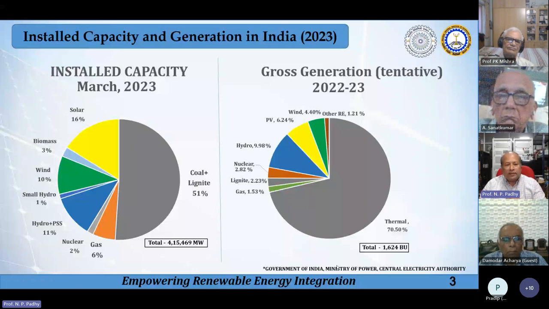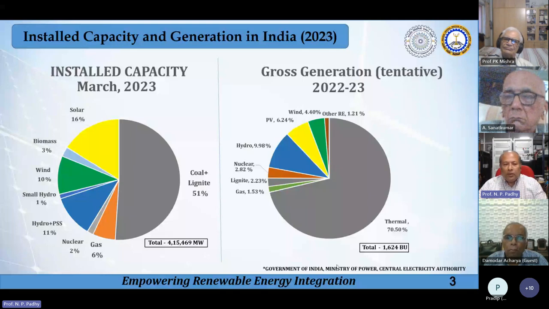Now, as of today, the installed capacity of this country is close to 415 gigawatt, out of which the solar energy contribution is close to 16%. But if you see, excluding thermal, the rest of the clean energy is close to 50%. Over a period of time, in 2022-23 tentatively, we are expecting that the PV contribution will move close to 6% in 2023 overall as per the real power output. It means we have 16% installed capacity percentage, and in the form of real energy contribution, it is close to 6%.